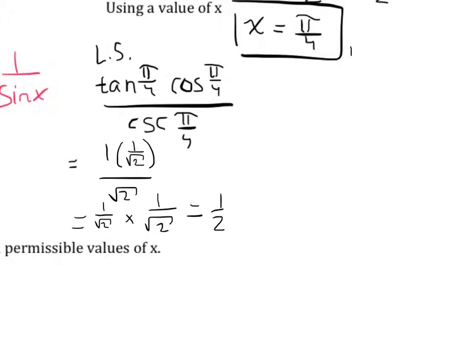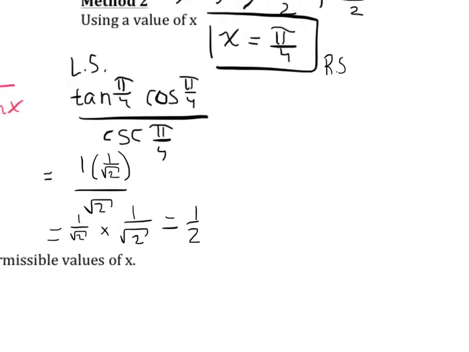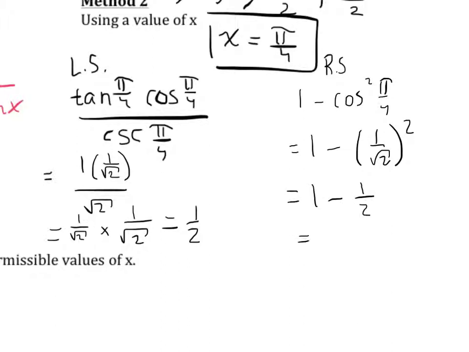Okay, let's take a look at the right side. The right side being 1 minus cos squared x. So of course we're using the same x value, so that's 1 minus cos squared of pi over 4, which is 1 minus 1 over root 2 squared. Oh, that's 1 minus a half, which is a half. Great. So verification complete, my left side is equal to my right side.